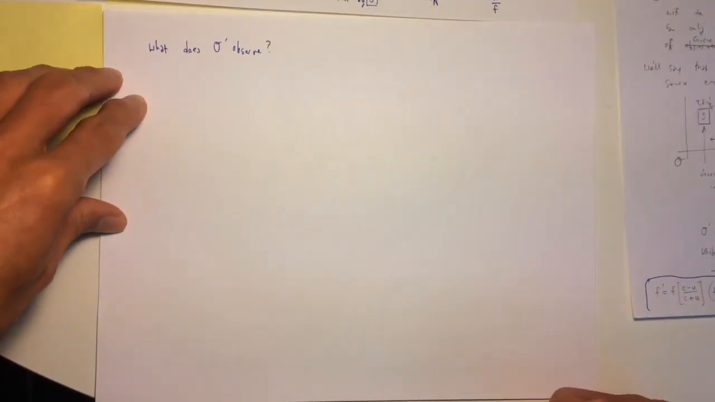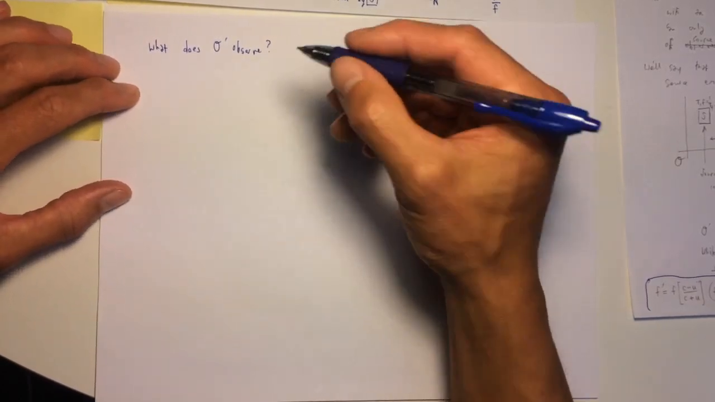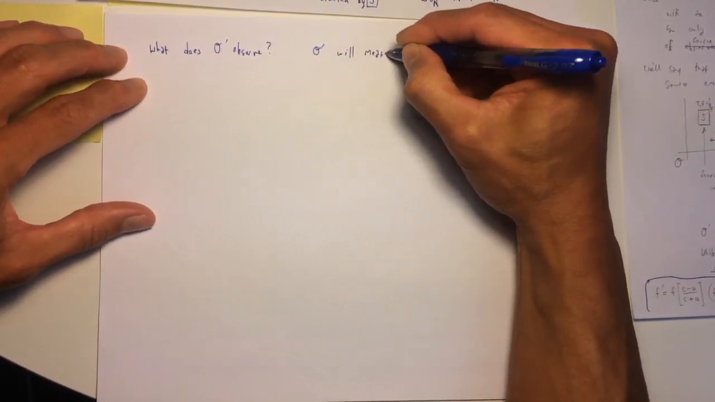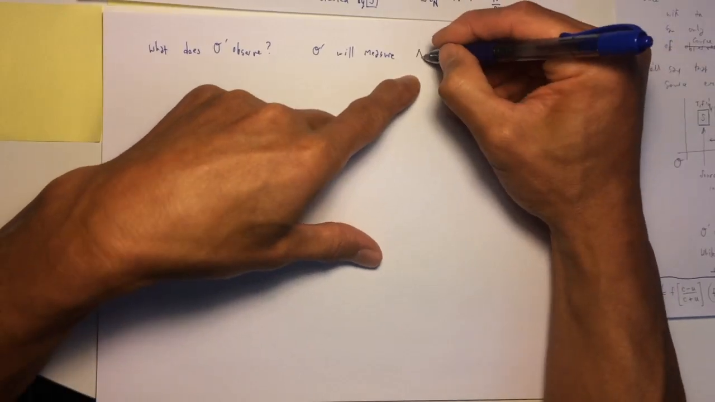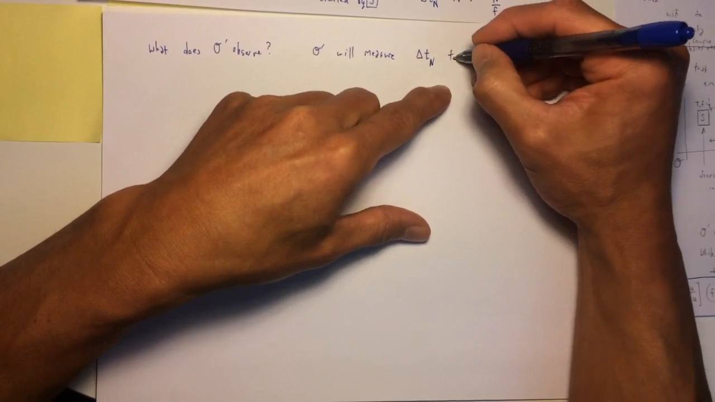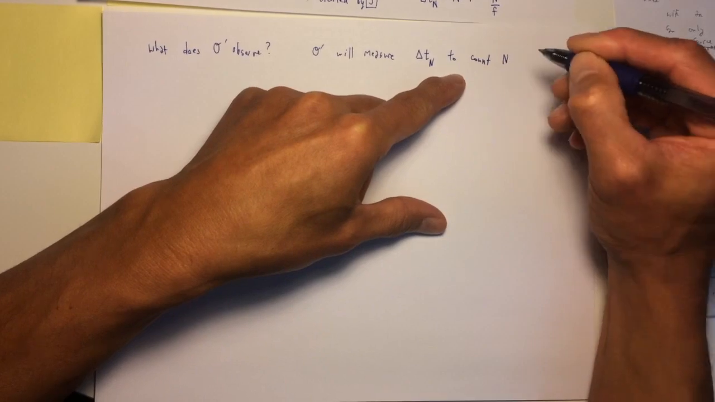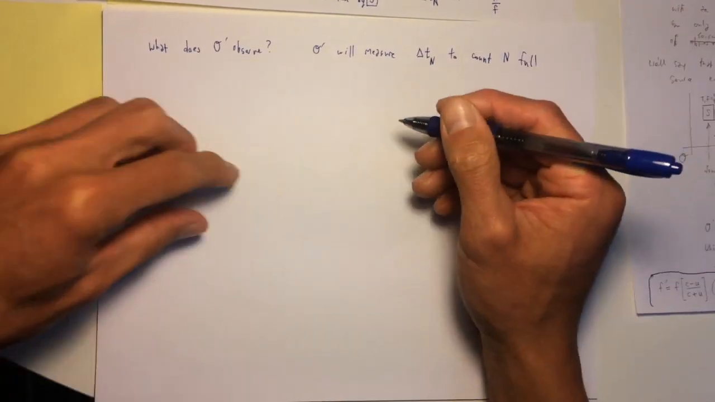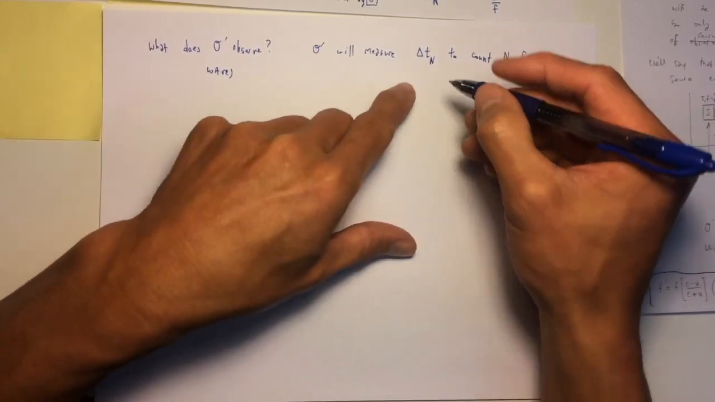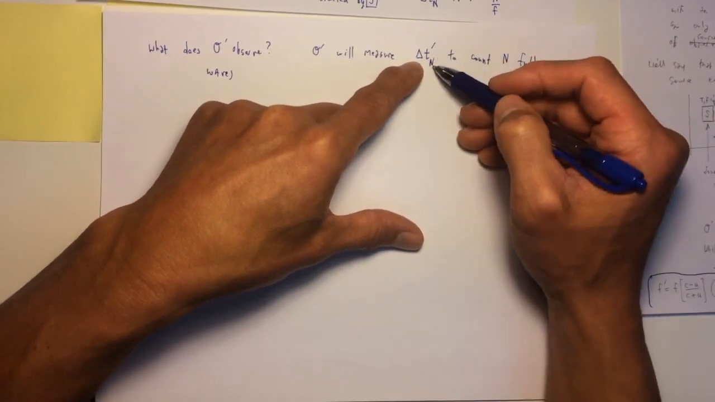Okay, so what does O prime observe? O prime will measure a non-proper time. This is a delta t sub n, to sort of count n full waves. And actually, I made a mistake. This really is a time interval delta t sub n prime.